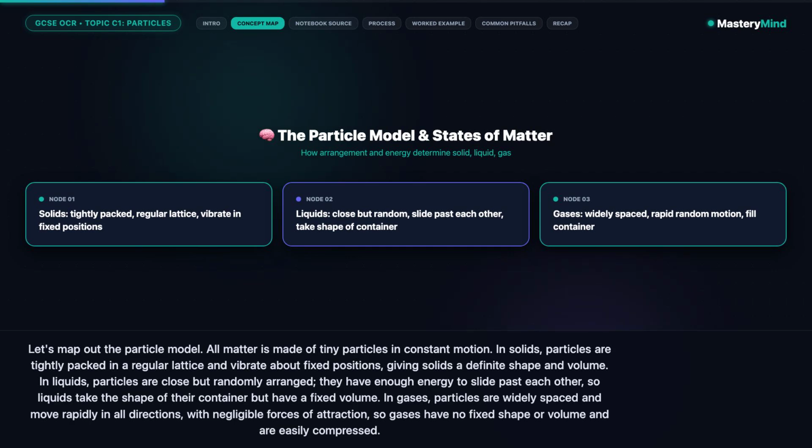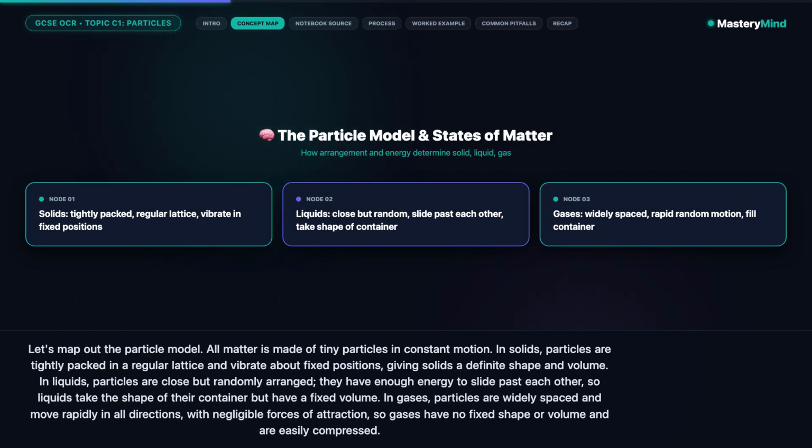They have enough energy to slide past each other, so liquids take the shape of their container but have a fixed volume. In gases, particles are widely spaced and move rapidly in all directions, with negligible forces of attraction, so gases have no fixed shape or volume and are easily compressed.